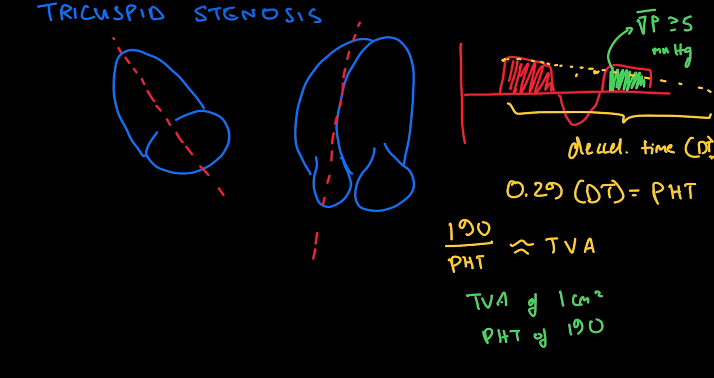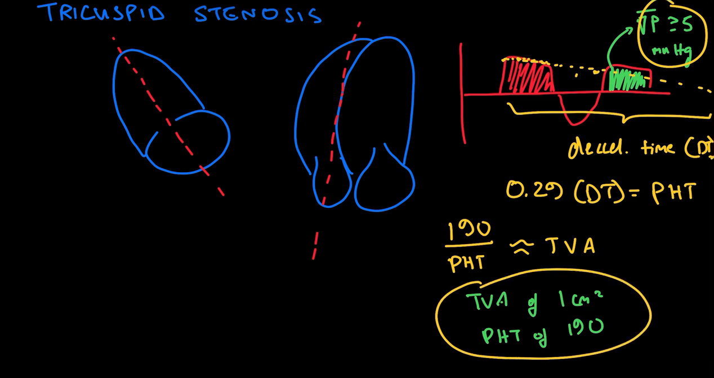So we use our continuous wave Doppler, and we can either look at the mean gradient. If that is more than 5, we're likely dealing with severely stenotic, or we can look at the slope of our curve. And just like with the mitral valve, the flatter this line here, the stiffer your valve. Pressure half time of 190 or tricuspid valve area of less than or equal to 1 would correspond to severe stenosis.